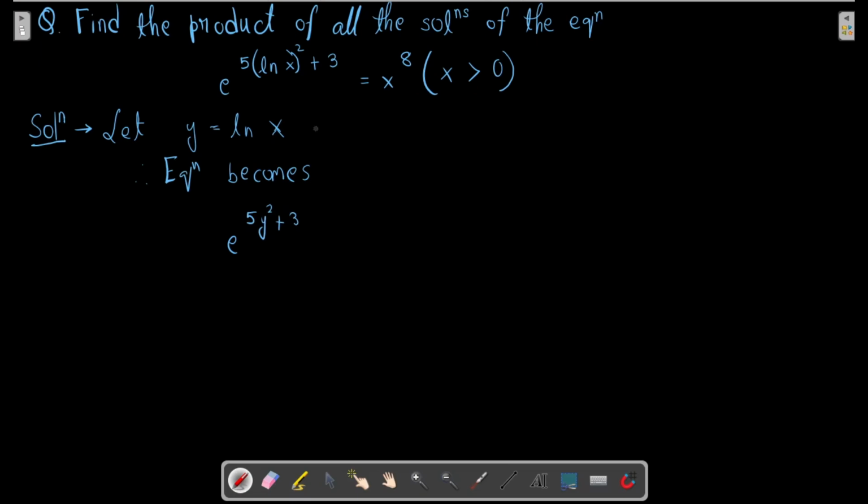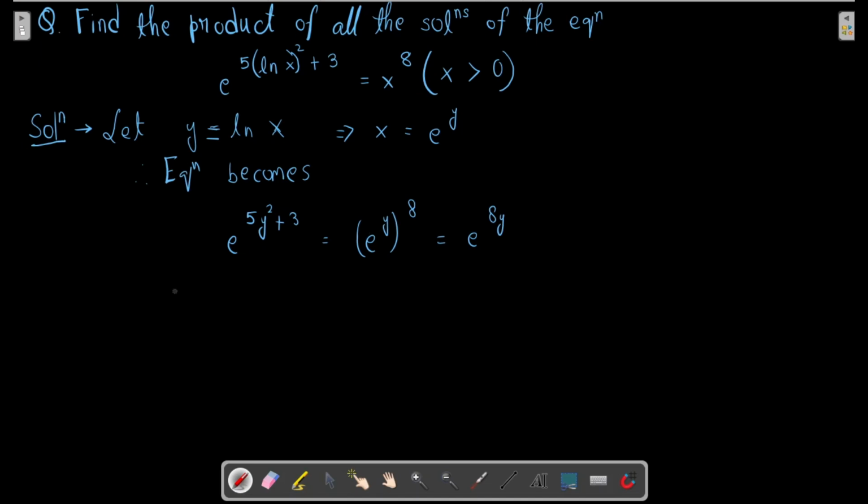One thing we have to notice is when y is taken to be equal to ln x, we get x equal to e raised to the power y. If we apply this in the right hand side, we get x is (e raised to the power y) whole raised to the power 8. So this RHS can now be written as e raised to the power 8y, because when the powers are raised like this, they multiply if there are brackets.